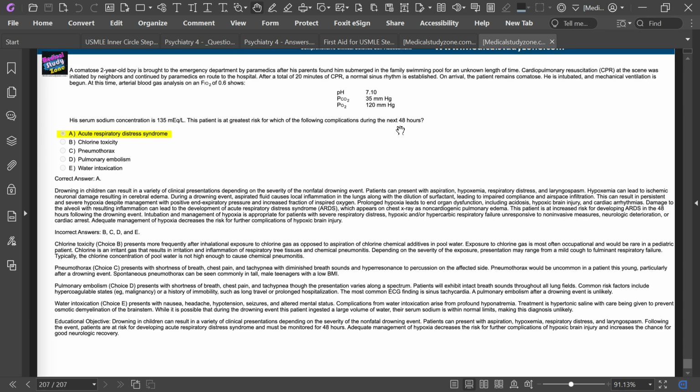Patients exhibit intact breath sounds throughout the lung. Common risk factors include hypercoagulation, malignancy, history of immobility, long travel, prolonged hospitalization. The most common ECG finding is sinus tachycardia. A pulmonary embolism after a drowning event is unlikely. I guess the chest pain, because does ARDS have chest pain? Yeah, ARDS can have chest pain.